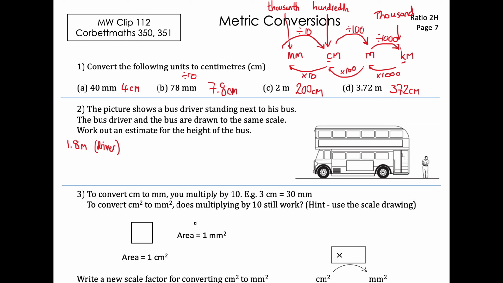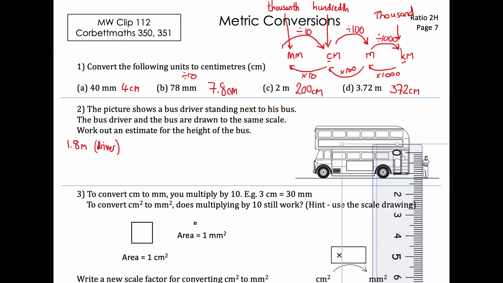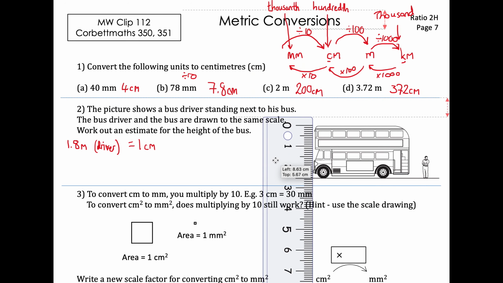So here's how we're going to do this. What we would do on a question like this is put our ruler up against the driver and measure how tall he is. He's about 1 centimetre, maybe 1.1, if I can move the ruler properly. Yeah, about 1 centimetre or so. We would write that down, so that's equal to 1 centimetre in our scale. And then we would measure the height of the bus. So that's 2.5.